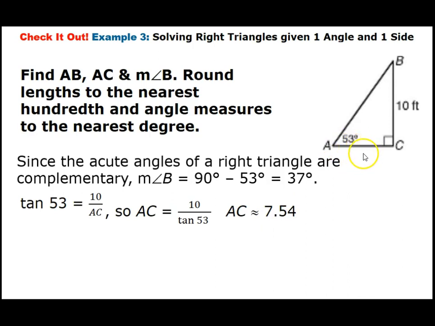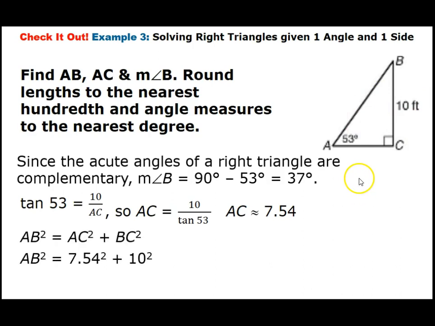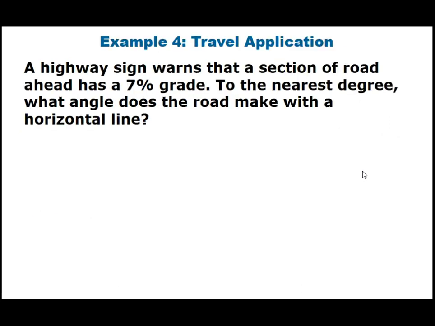Then we have our A side and our B side, and we can solve for our C side again using Pythagorean's theorem. So that's 7.54 squared plus 10 squared. We take that, add them together, take the square root of it. It gets us 12.52 for AB.